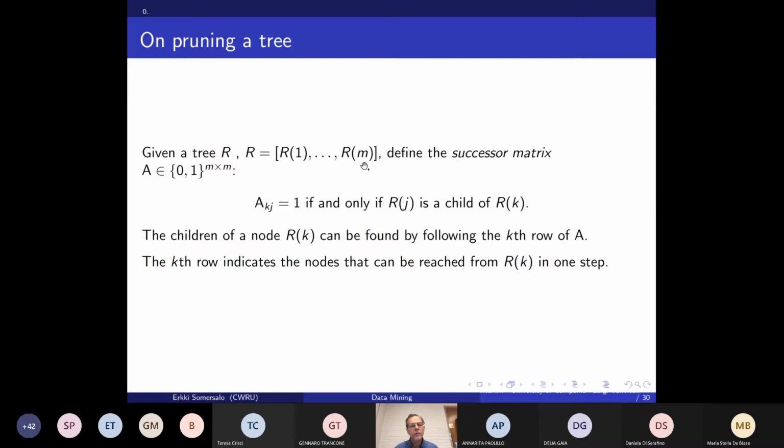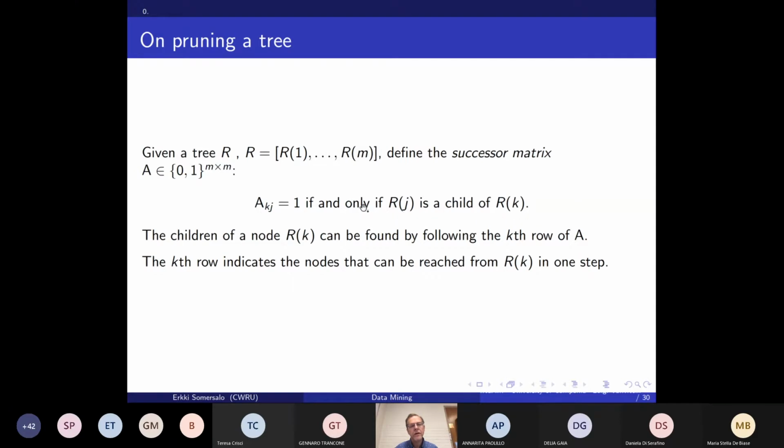So if you think about the pruning process, you choose one of these nodes, and then you need to take away all the rectangles or nodes which are below that particular node that you are choosing. So it is quite natural to define something which is called successor matrix. So successor matrix is an m by m matrix. So m here refers to the number of nodes in your tree, and the successor matrix is such that the element kj is 1 if and only if Rj node is a child of Rk.